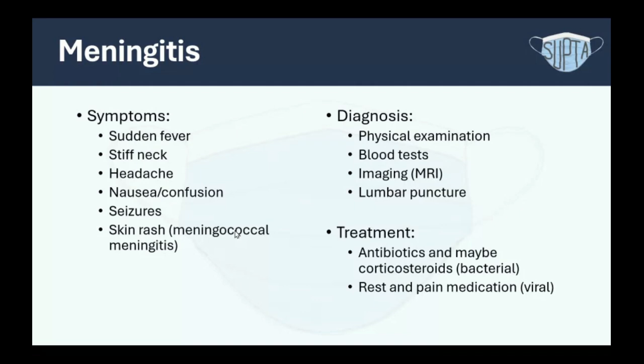For diagnosing, you can have a few things. You can have the physical examination, which is where you can notice the stiff neck and that kind of thing as well. You can have some blood tests to find out what the infection is. You can have imaging, which is mainly MRI. I think that's the gold standard for looking at meningitis. But the key diagnostic tool is lumbar puncture.